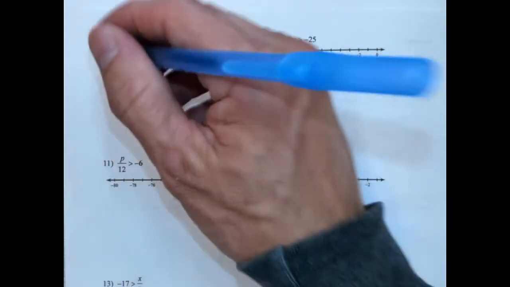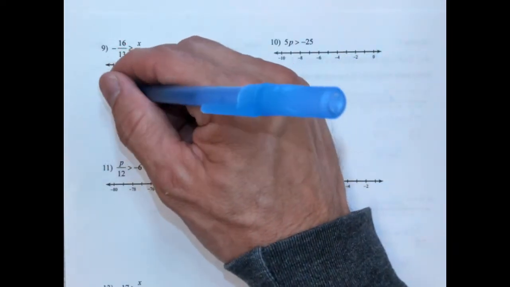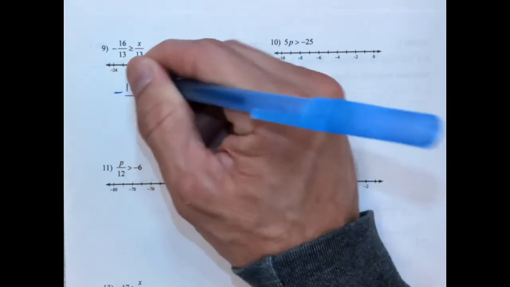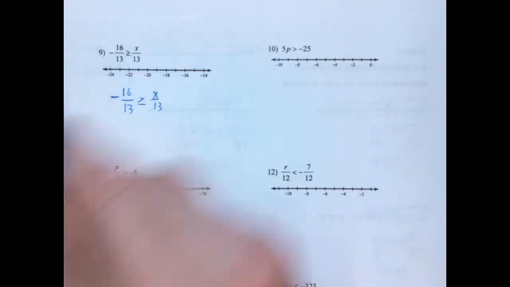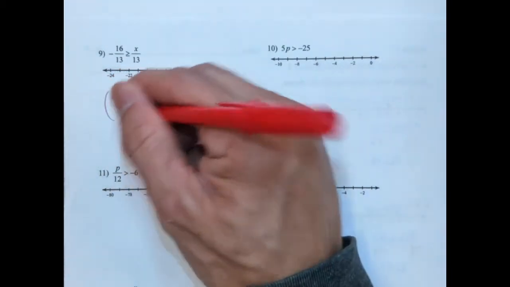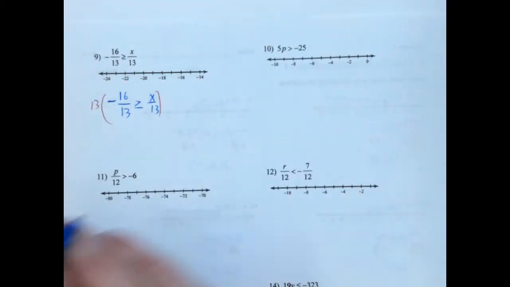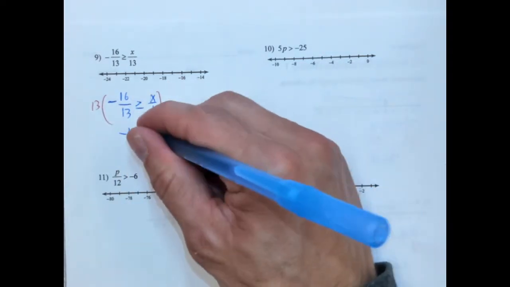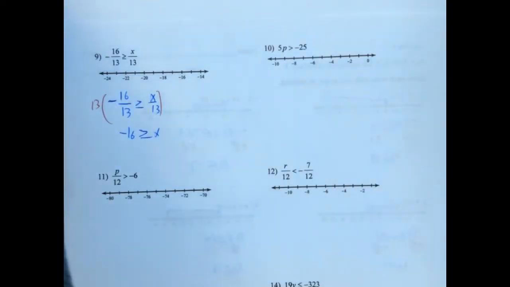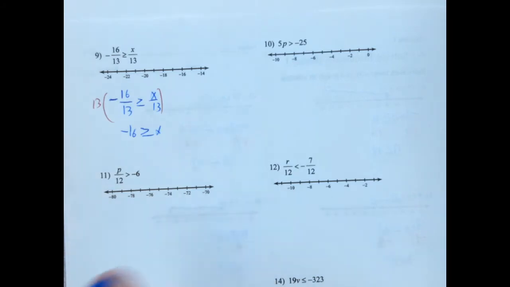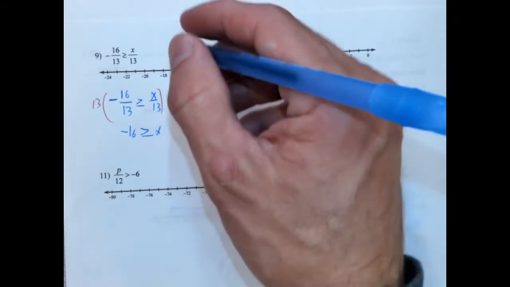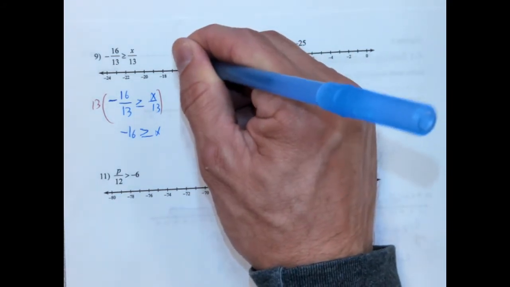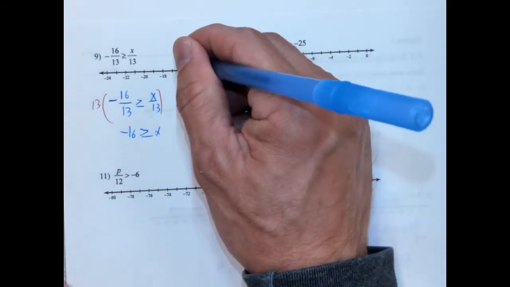Okay. Let's try these. Now here's where you're going to see the key difference between equations and inequalities when you solve them. X over 13. We're going to multiply by 13 because that's in our denominator there with the x. So it's going to give us negative 16 is greater than or equal to x. So inclusive and x is less than, so we're going that way.